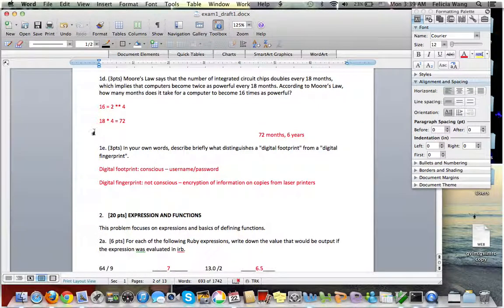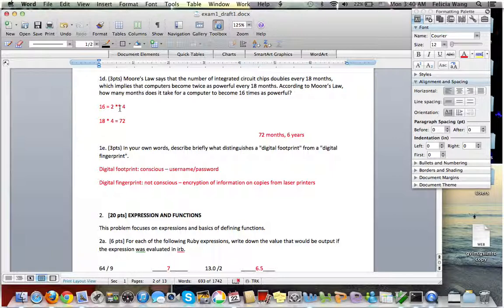Alright, so 1D. Moore's law says that the number of integrated circuit chips doubles every 18 months, which implies that computers become twice as powerful every 18 months. So according to Moore's law, how many months does it take for a computer to become 16 times as powerful? Okay, so the way to think of this is that every 18 months, the power of a computer doubles. So we are asking how many months it takes for a computer to become 16 times as powerful.